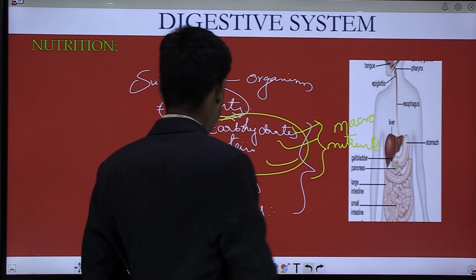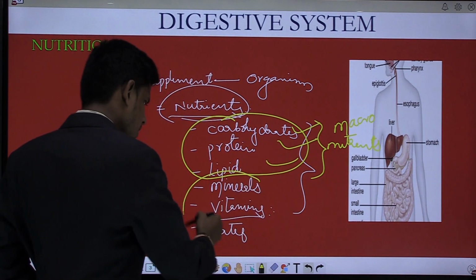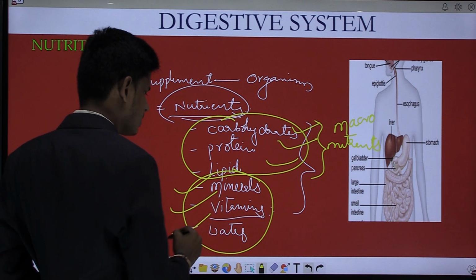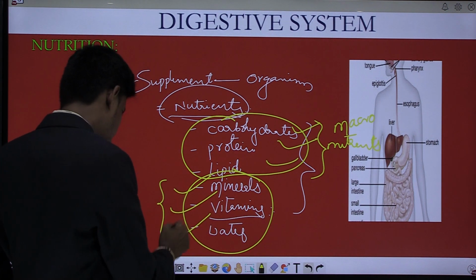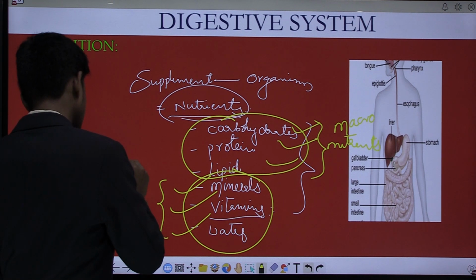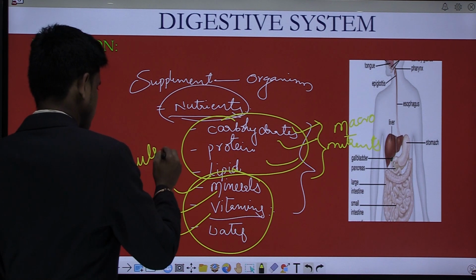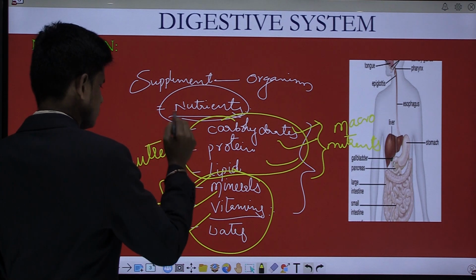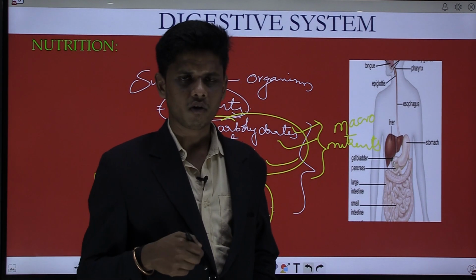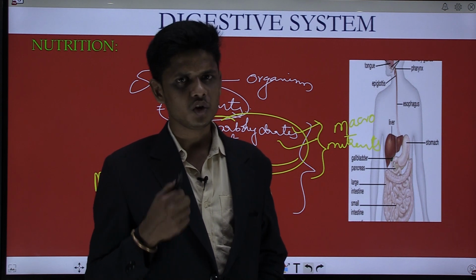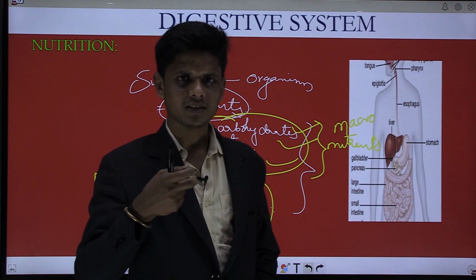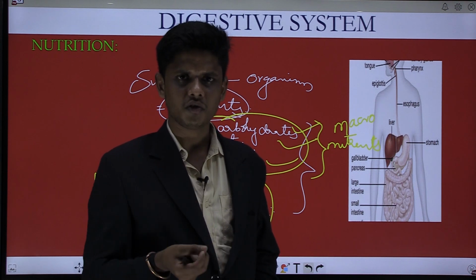Fine. And what is the next one? This is minerals, this is vitamins, and this is water. And these three are often called micronutrients. What is that? Micronutrients. Okay. Hence, I would like to give you one definition. The procurement of nutrients is called nutrition. That means the supplying of nutrients to our body is called nutrition.